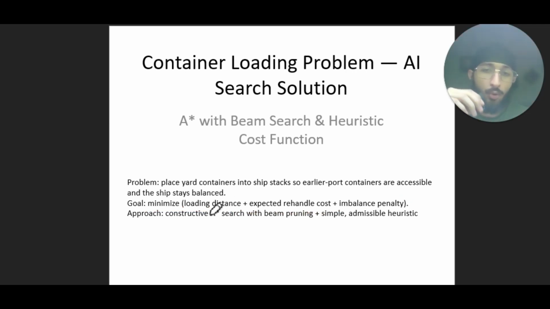So it's basically loading distance plus the expected rehandle cost, which is the number of inversions required in a stack, and the imbalance penalty. I use a constructive A star style search with beam pruning for getting the top k partial solutions, because it is simple and also has an admissible heuristic. So now moving on to the next slide.